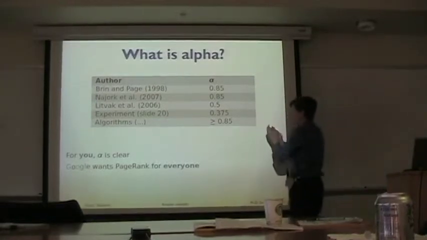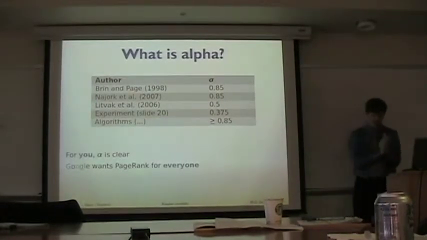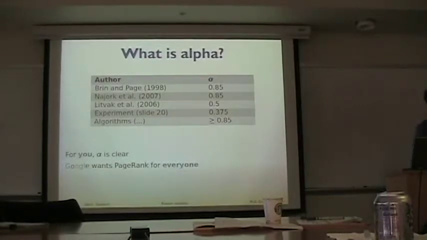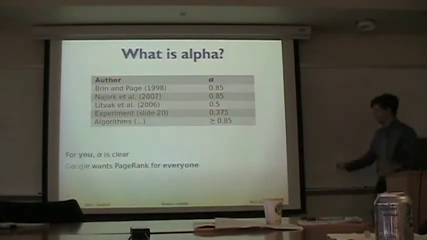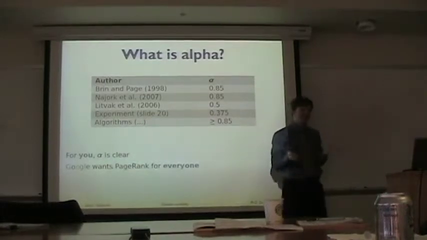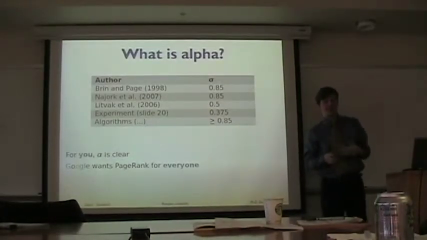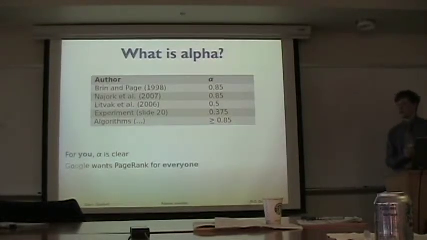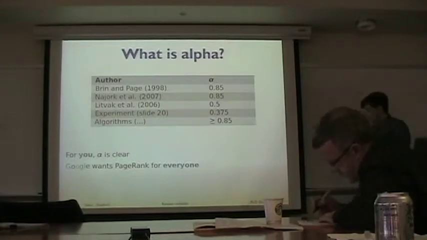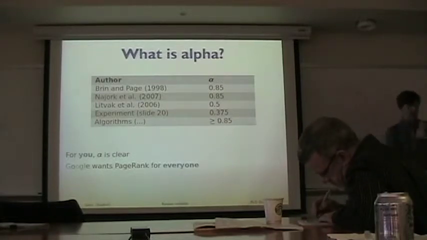Now, people who work on PageRank algorithms, of which I guess I am one, tend to look at values of alpha bigger than 0.85, because it turns out that at alpha equal to 0.85, PageRank is actually sort of an easy problem. So there's not necessarily that much you can do from an algorithmic point of view, in general, on the problem. Now, I'd like you to remember that random surfer model I talked about at the beginning.